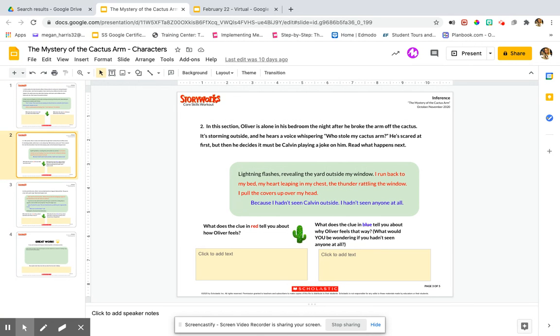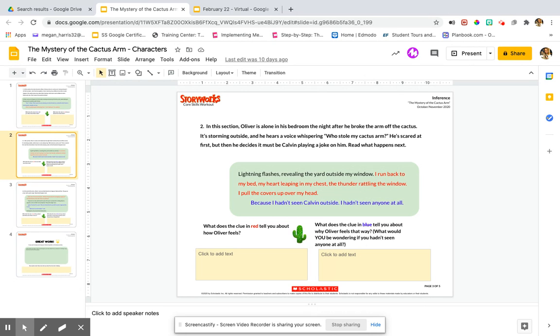So this time, how Oliver feels is going to be in red. And then why he feels that way, what's causing him to feel that way, is going to be in blue. So remember, he's already broken off the cactus arm. It's storming and he's hearing those whispers, "Who stole my cactus arm?" And he's kind of scared, but he thinks that maybe it's just Calvin playing a joke on him, right?